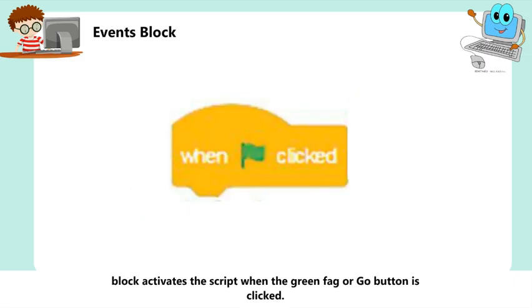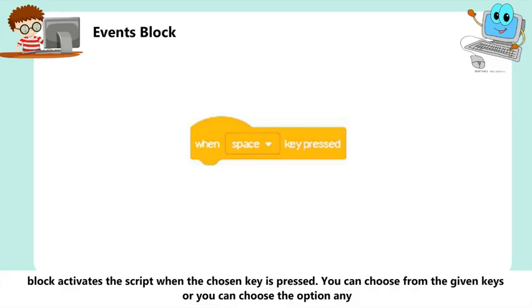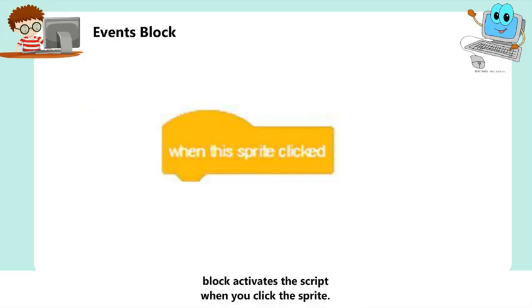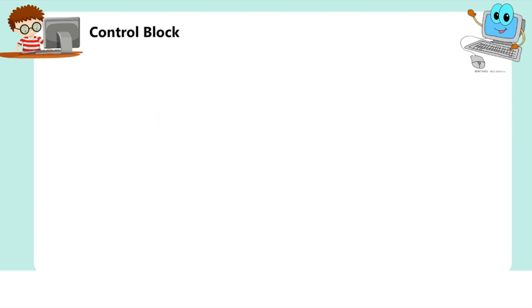When green flag clicked block activates the script when the green flag or go button is clicked. When space key pressed block activates the script when the chosen key is pressed. You can choose from the given keys or you can choose the option any. When this sprite clicked block activates the script when you click the sprite.